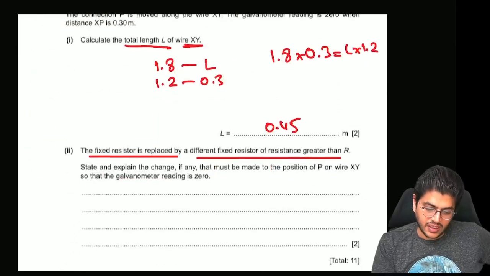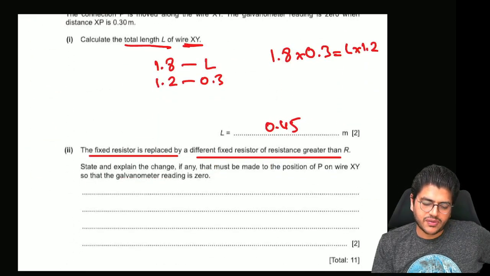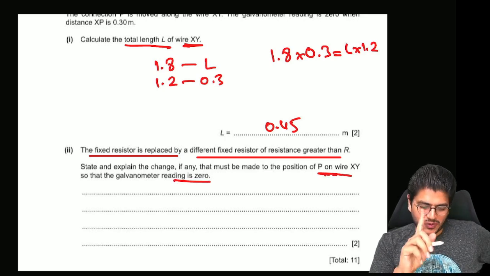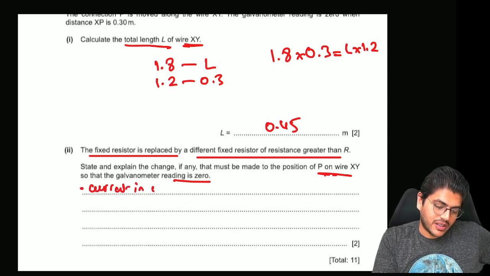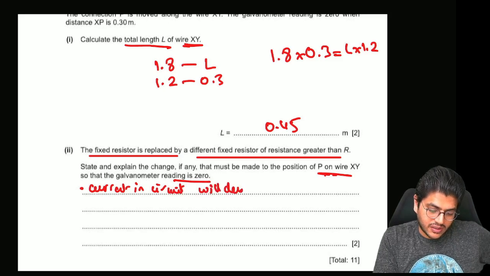That's the first thing. So state and explain the change, if any, that must be made to the position P, again the same question, so that the galvanometer reading is still 0. So what's going to happen to the current? The current in the circuit, you have to explain the theory. Current in the circuit will decrease.